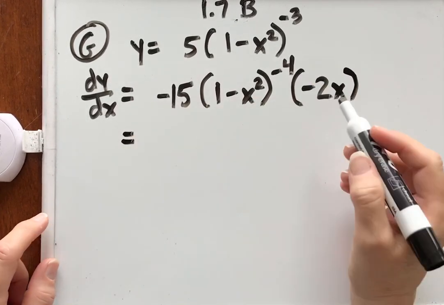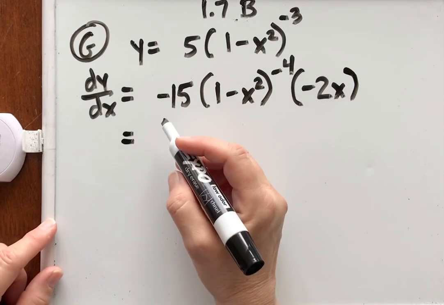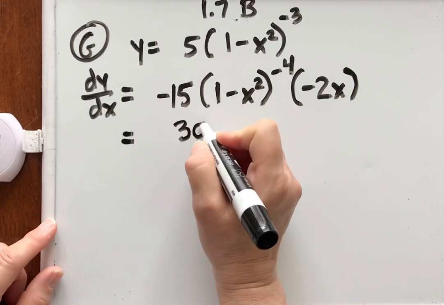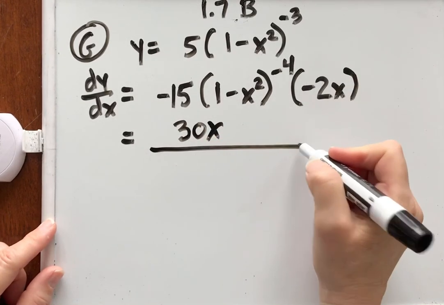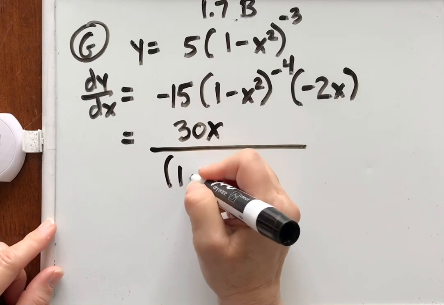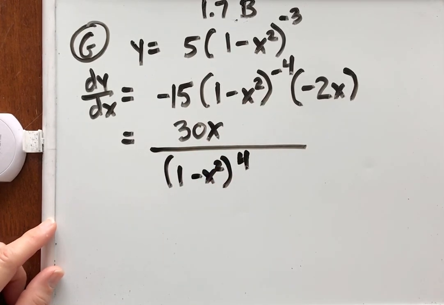Okay, so now we have a negative 2x, and we have a negative 15, which is 30x. And this is a negative 4, so we're going to put it in the denominator. 1 minus x squared to the positive 4. Very good.